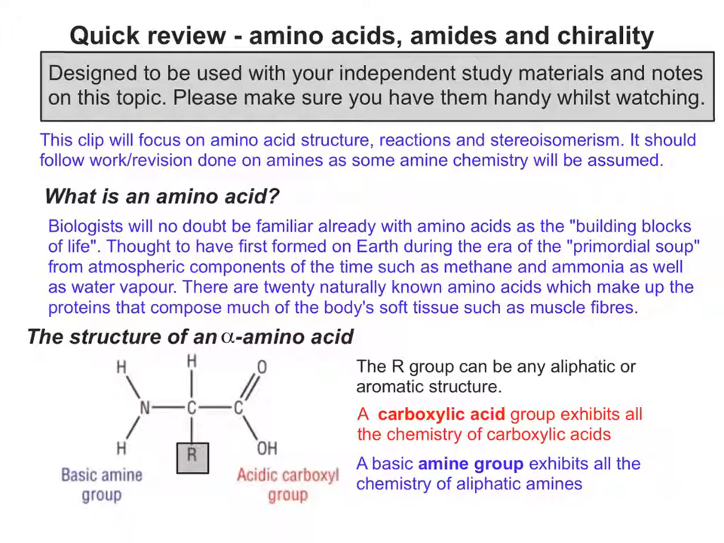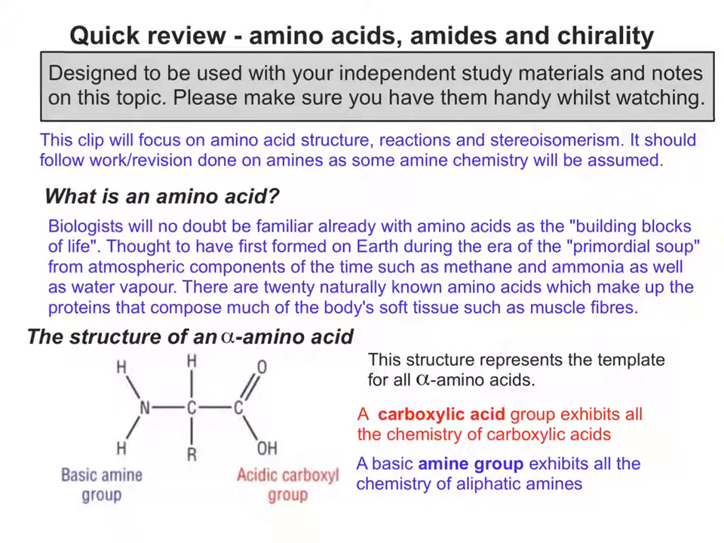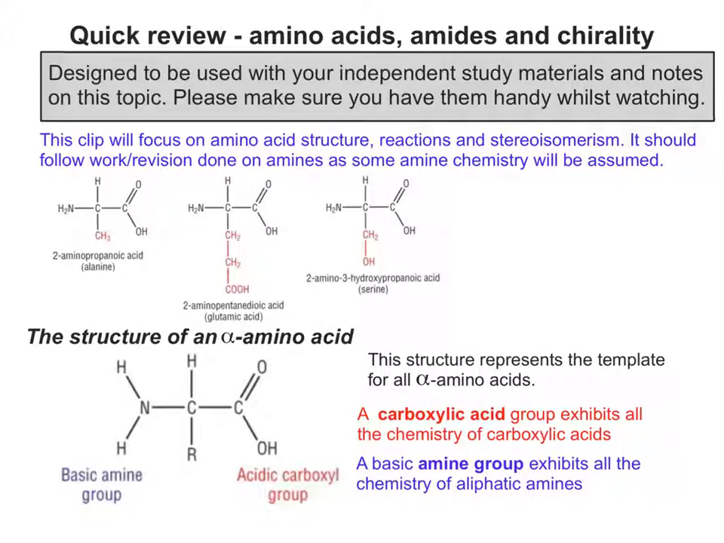So the R group can be any aliphatic or aromatic structure. The carbon atom adjacent to the carbon on the COOH group is called the alpha carbon. So this structure represents the template for all alpha amino acids. So we've got some examples here of alpha amino acids. You can see that they have the systematic name and also a slightly shortened name that biologists may be more familiar with, such as alanine or glutamic acid or serine, for example.